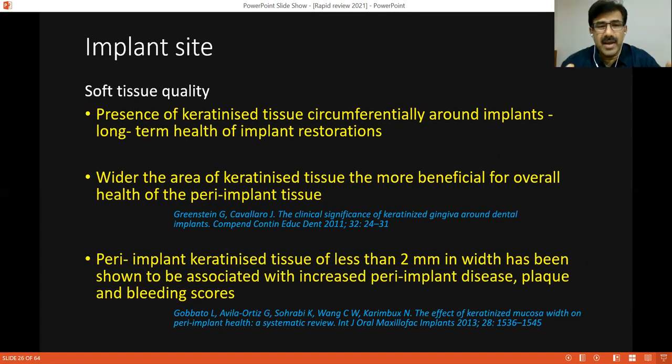Now, some of the risk factors associated with the implant site. One is keratinized tissue. As with the development of periodontitis, we always say that you need a good amount of keratinized tissue around the tooth as well as the implant for maintaining good periodontal or periimplant health. Data shows that if there is more than 2 millimeter, that is very fine. And whenever there is less than 2 mm of keratinized tissue, there is an increased chance of developing periimplant diseases.